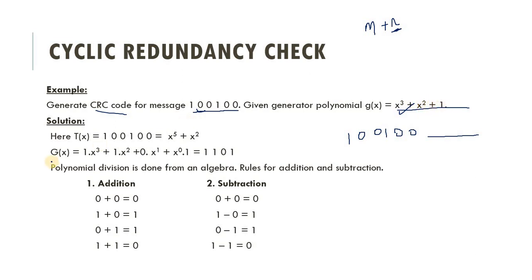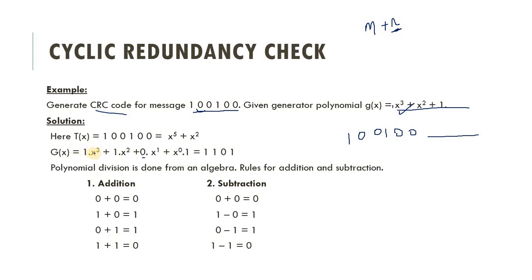So we can write this equation as something like that. The coefficient is 1, so 1 into x raised to 3 plus 1 into x raised to 2 plus, because x raised to 1 is not there, the coefficient is 0, so 0 into x raised to 1 plus, the last one is a 1, so the coefficient is 1 into x raised to 0.